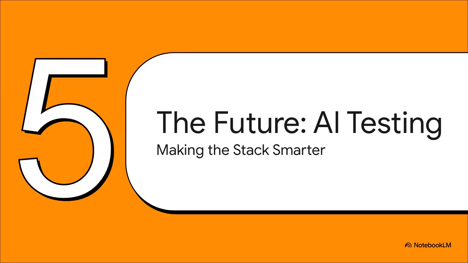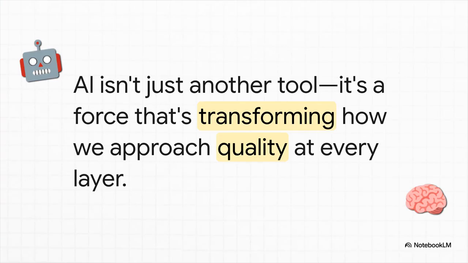Okay, on to our final section. We've built our quality stack and we've automated it. So what's next? Well, the answer seems to be making the entire stack smarter with artificial intelligence. And it's really important to see AI as more than just another testing tool. It's a fundamental shift. It really has the potential to change our entire strategy for how we ensure quality, from the top of the stack all the way to the bottom.